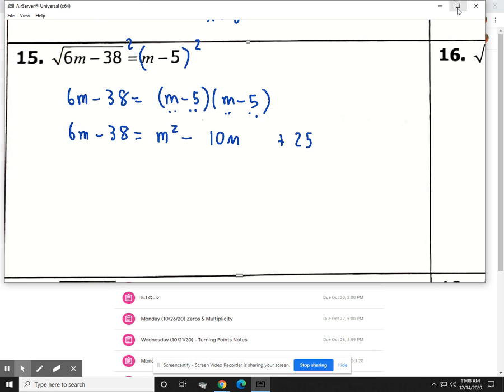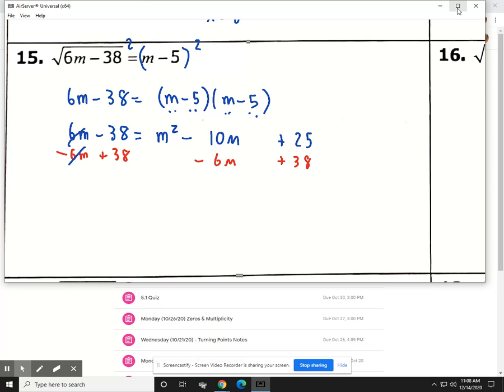How do we move that 6m over there? Subtract 6m to what? 10. All right, we'll get that in a minute. How do we move that negative 38? Add it to 25. We add it to that 25. All right, here we go. And then we're going to have this thing ready to go.